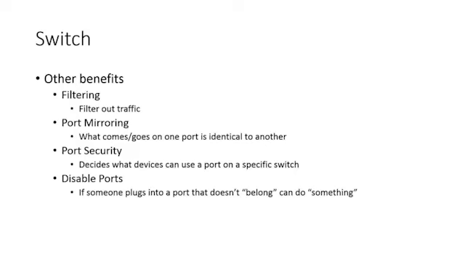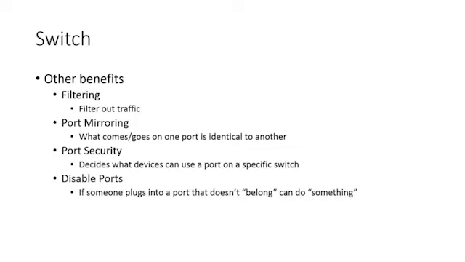Now, there are other benefits to switching on top of the speed, which should be enough for everybody, right? Because that's what we want. Faster, faster, faster. Everybody's talking about faster networks. But switches also can filter out traffic. We can apply filters to say what's allowed and what's not allowed by MAC addressing.